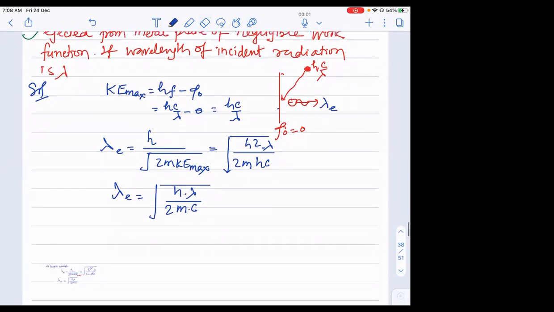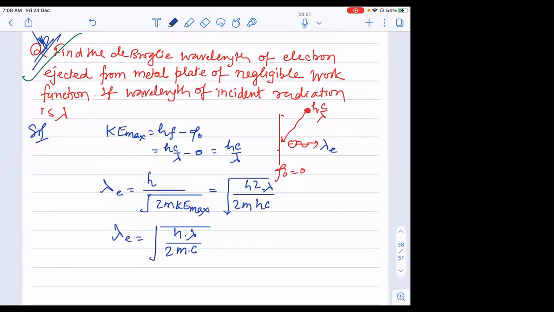This is the answer. This is a CBSE board examination question, so do it carefully. Here you have to take lambda dash or lambda e, because this lambda is given. Don't do it like this. Don't take lambda here as well, otherwise there will be confusion. Either you take it as lambda dash or lambda e. Clear? Did you understand this?